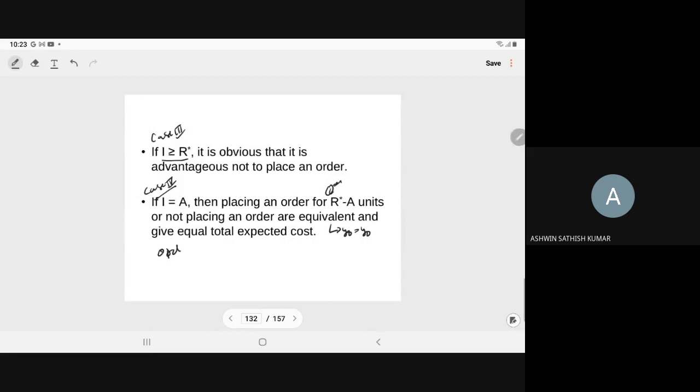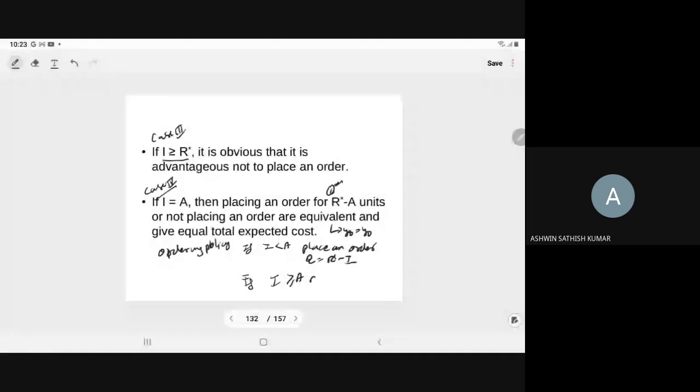So from all the cases, case 1, case 2, case 3, case 4, what will be the ordering policy? Now you can judge. If I is less than A, then place an order of quantity R star minus I. That is the first case. If I is greater than or equal to A, do not place an order. That is the advantage.